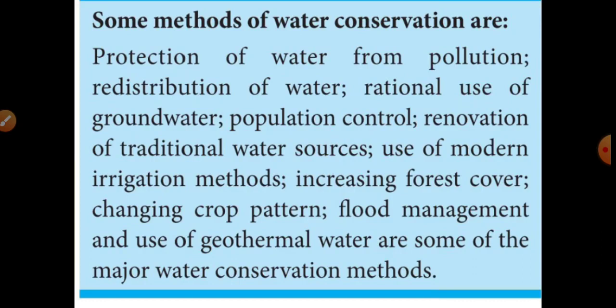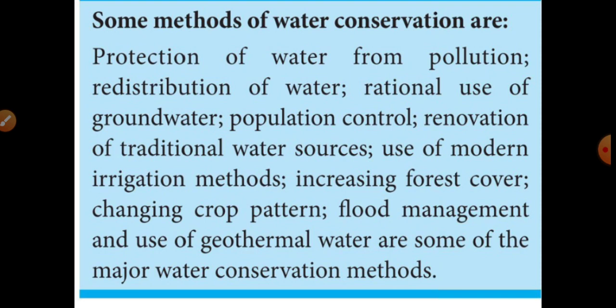First we should do the protection of water from pollution. Then redistribution of water, rational use of groundwater. Rational means logical. Then population control, we should control the population. Then use of modern irrigation methods, we should use some of the modern irrigation methods.